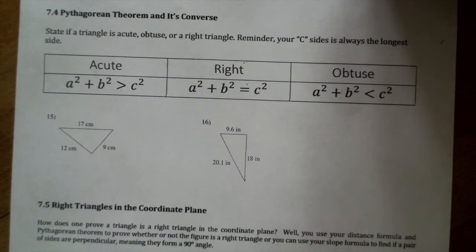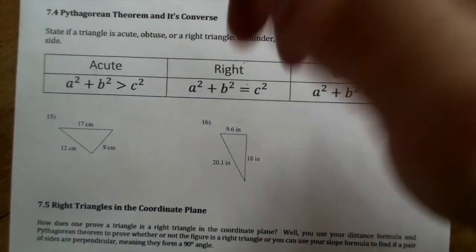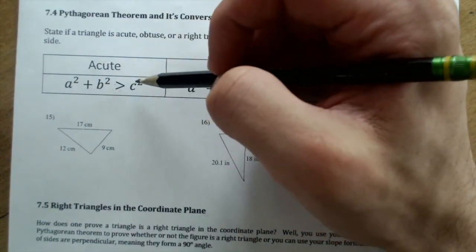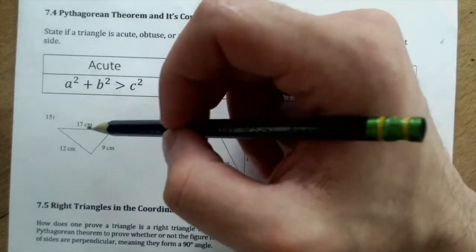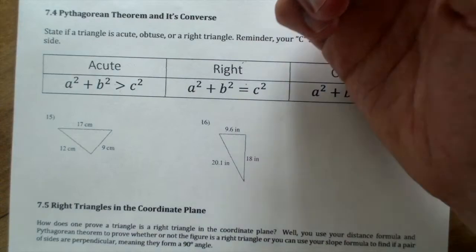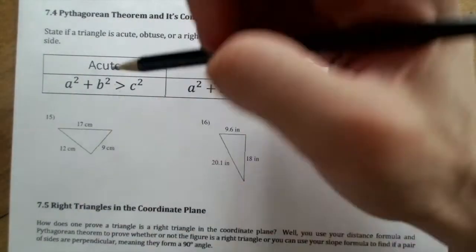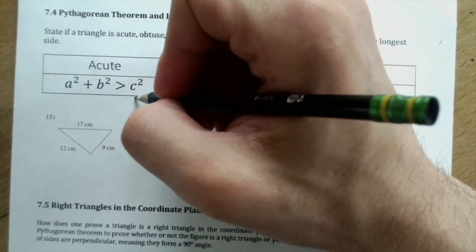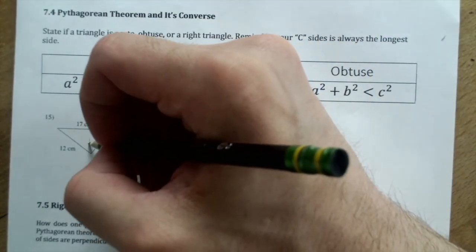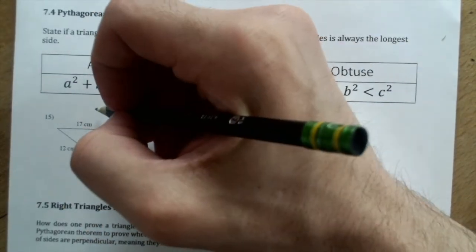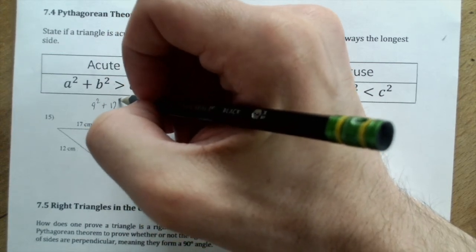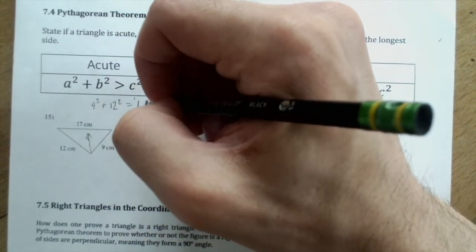Another thing that we can do just off the bat, when we're considering which side to label A, B, or C, my question for you would be, which side do we always label C? Like for instance, question 15, which side is going to be C? All right, C is going to be our longest side. So one of the things that we can do to set up this equation is, our C is always going to be opposite our largest angle. We can say that 9 squared plus 12 squared is equal to 17 squared.